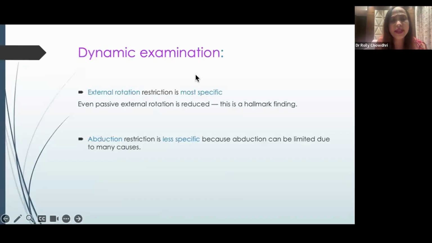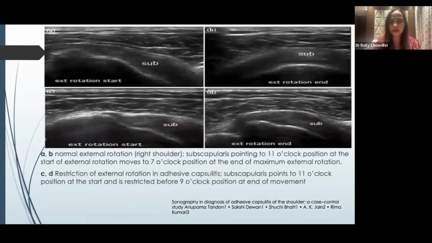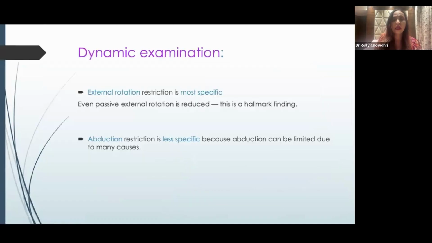Now, what is the importance of dynamic examination? When a patient with clinical suspicion of adhesive capsulitis comes to me, my first very important thing is history. I ask the history of the patient. Is the patient diabetic? Because it's very common. Adhesive capsulitis is of two types, primary and secondary. Primary is idiopathic; secondary is associated with post-trauma or post-surgery. I think I missed that slide in the starting.